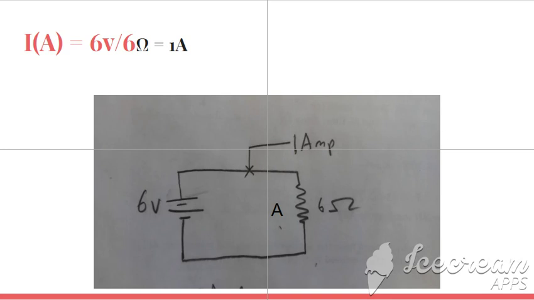Now, why does it say 1 amp? Because if we use our equation, we have 6 volts going through this one path to this resistor, which has 6 ohms. 6 volts divided by 6 ohms is going to give us 1 amp. So now we know around the whole circuit, it's going to have 1 amp. That's just a simple one.